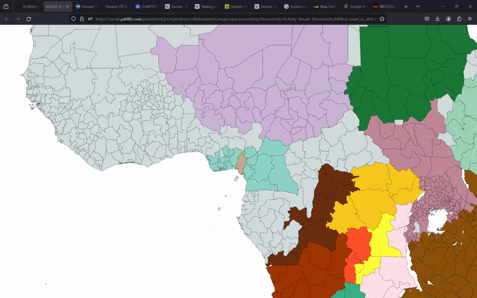What do you know about those people that are claiming to be the Israelites, the Bantu, that live in this area that you're talking about? Bantu are Israelites? Bantu is just a language grouping.